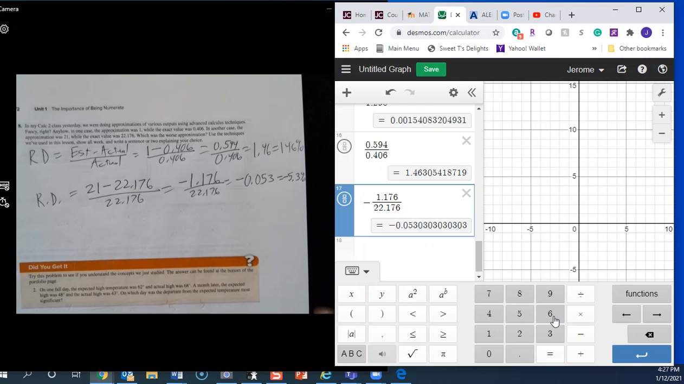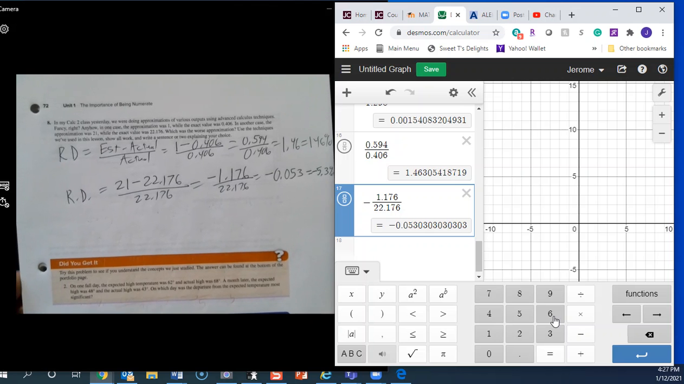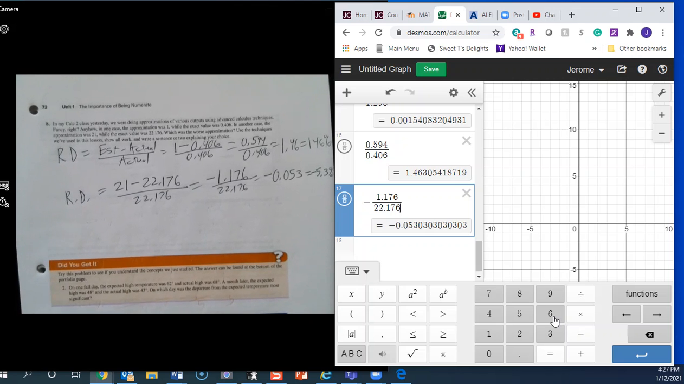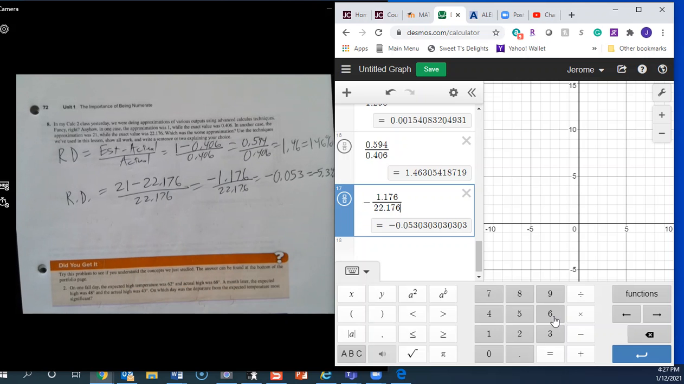Now they ask us which one of these is more significant. Well, actually, no, they don't. Okay. So this is basically it. Oh, it says, which was the worst approximation? So we need to write a sentence or two.